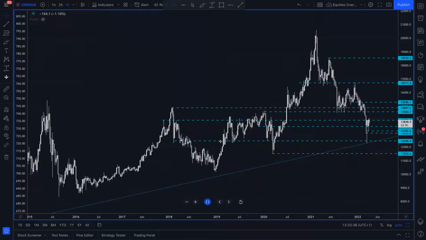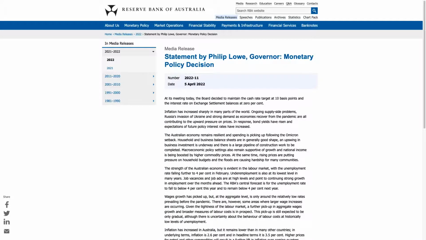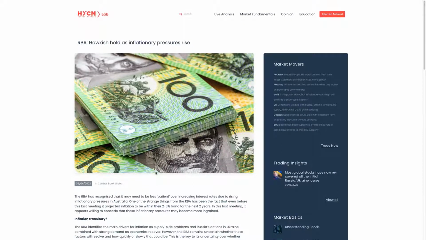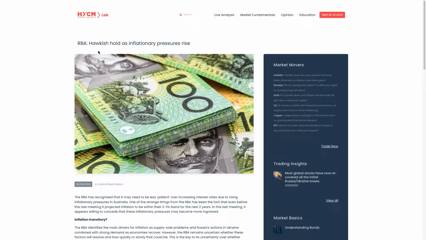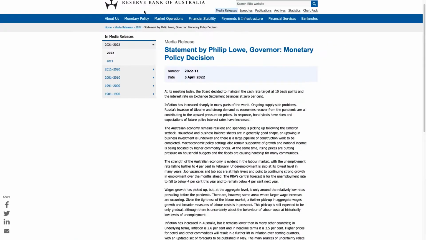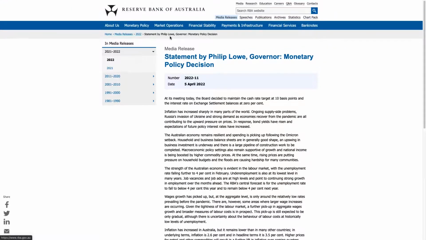So that has meant that the Australian dollar has been having reasons for upside, yet despite that, the Reserve Bank of Australia has been unwilling to hike interest rates. Now, if we just take a look at the decision, you want to look at these decisions yourself. This is the RBA interest rate decision. You can find them on all the central bank websites. What the RBA are saying is that they're beginning to see inflation. Inflation has increased sharply in many parts of the world. They give three reasons for this.